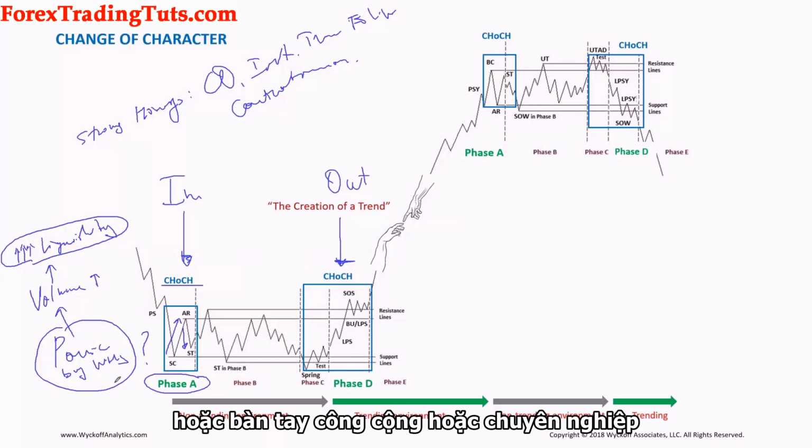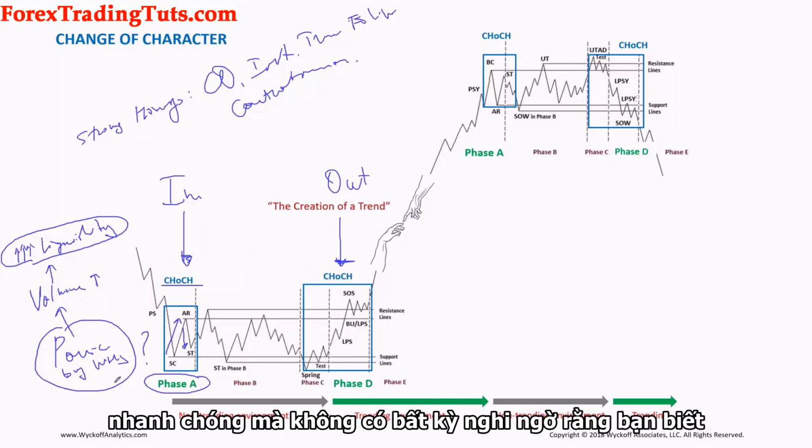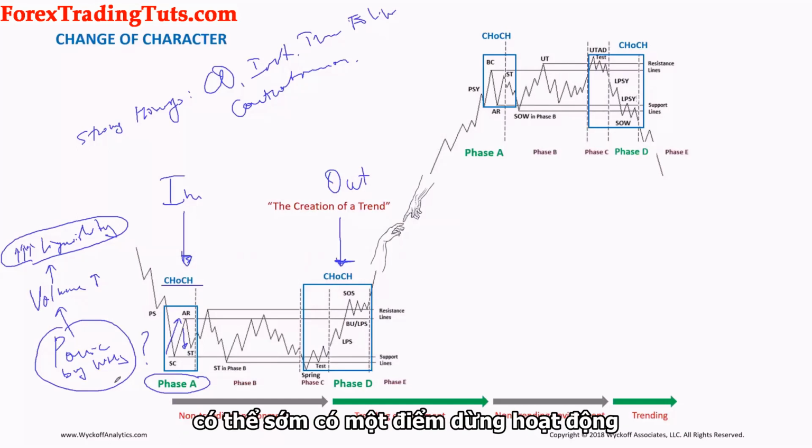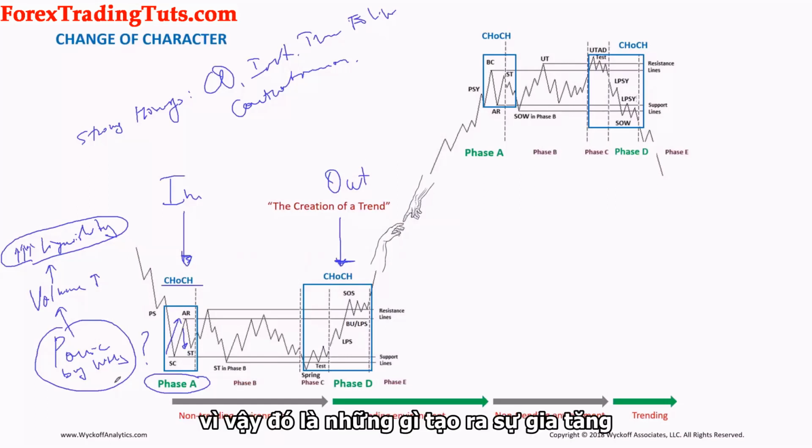either public or professional hands that are on the wrong side of the trade, institutions that are on the wrong side of the trade, they're having a panic, meaning that they're capitulating and getting rid of their holdings quickly, without any doubt that there could be a stop in action soon, and they're willing to do this at any cost. So that's what produces that increased volume signature, acceleration of the price to the downside, and that's what creates that liquidity that is needed by institutions.